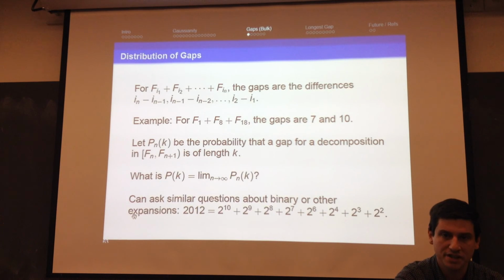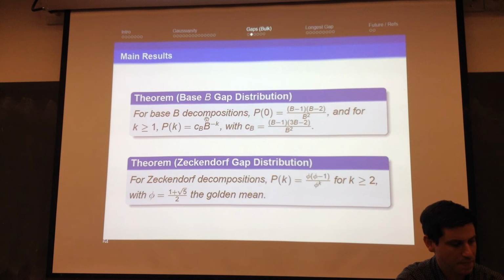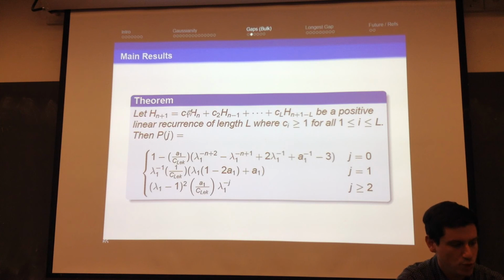You can ask similar questions about other types of decompositions. Here's results. Instead of doing things for base 10, you can do things base B. What I like is you can quickly check and see, is this reasonable? If you do things in base 1, the only numbers you have in base 1 are 1, 1, 1, 1, 1, 1, 1, 1, 1, 1. There shouldn't be any gaps. And you'll see something like that happening. Okay. We can get the formula in general for a positive linear recurrence, and you end up getting geometric decay once the gaps are sufficiently large. And again, we have some technical conditions on the c's that I would love to remove.